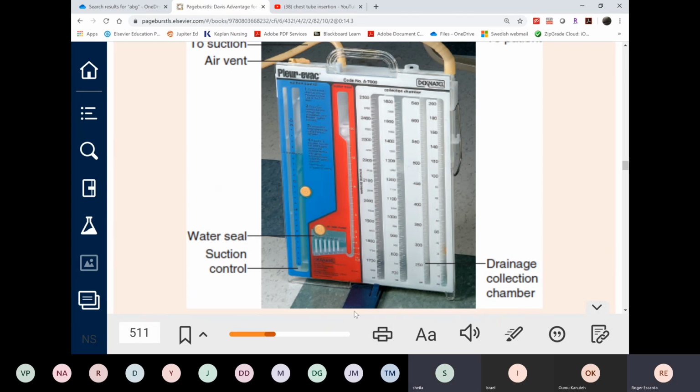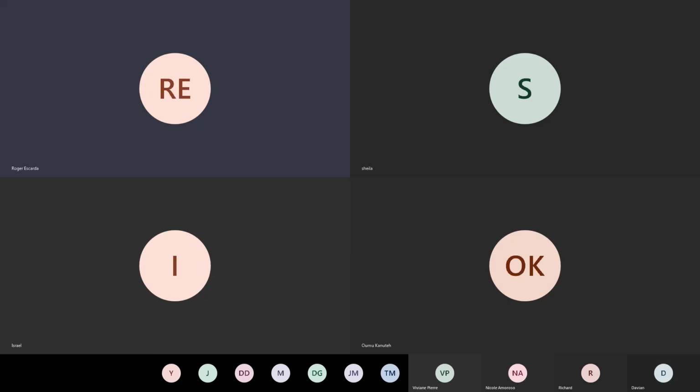No. Okay. So let's just watch this really quick. We're not inserting the chest tube, but now we can appreciate why the water seal would do what it's doing.